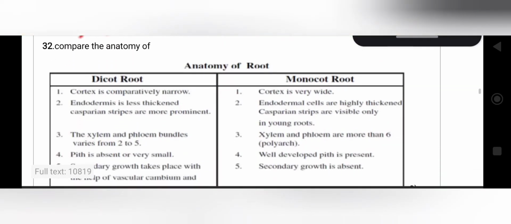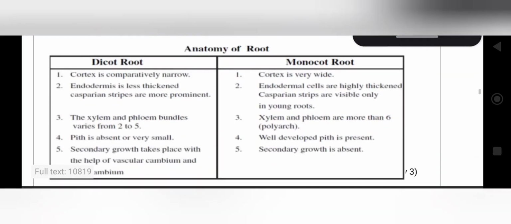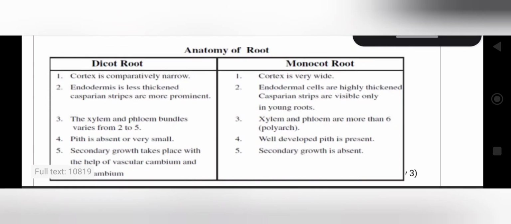Next question. Compare the anatomy of dicot and monocot root. Dicot root: cortex is comparatively narrow. Monocot root: cortex is very wide. Dicot root: endodermis is less thickened, Casparian strips are more prominent. Monocot root: endodermal cells are highly thickened, Casparian strips are visible only in young roots.